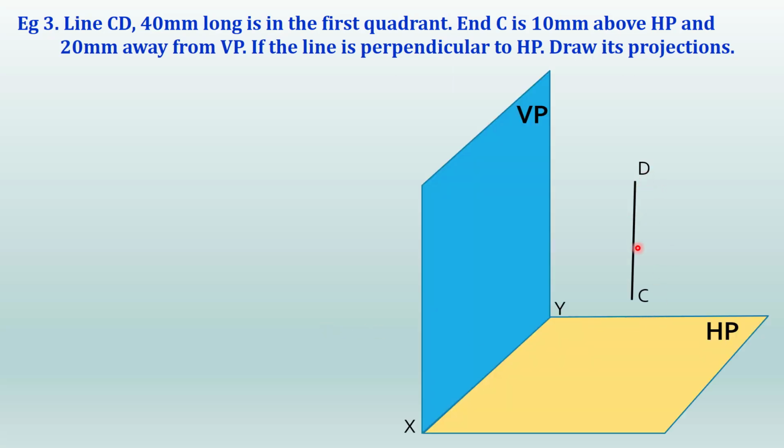So here you can see that the line is kept perpendicular to HP. C is at a distance of 10 mm above the HP. The length of the line is given, so you will get true length on VP, that is 40 mm. And this is at a distance of 20 mm from the vertical plane. Okay.